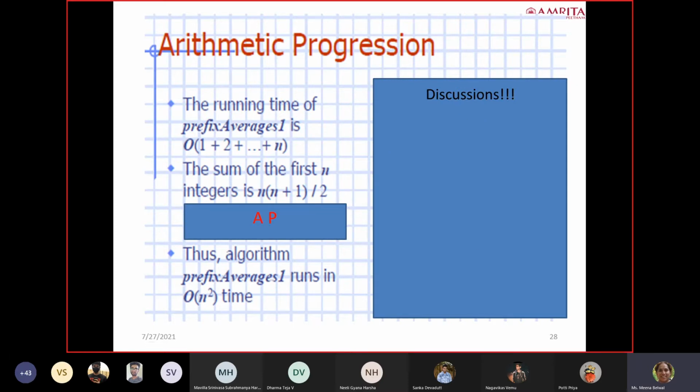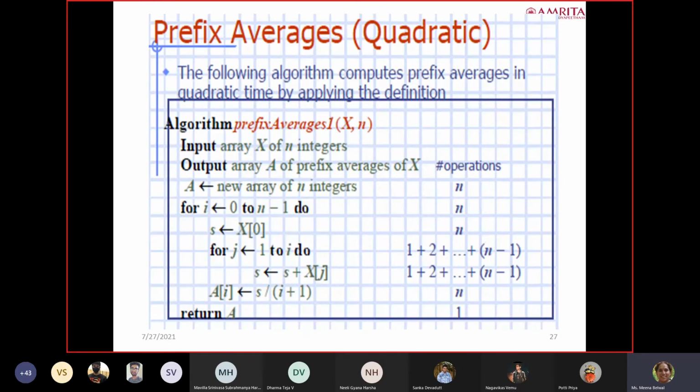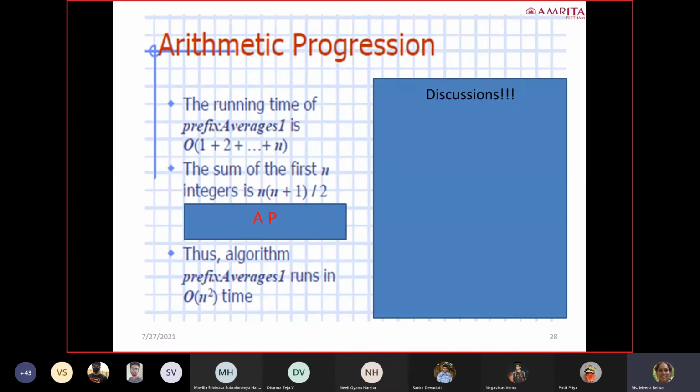You could have simply said, ma'am, I know because there are two for loops, one loop inside another loop, so I know that it is going to be n square, right? So all of you know to apply that. Okay, so now can we improve on this algorithm? That is the question. Can we find a better algorithm than this to compute prefix average?